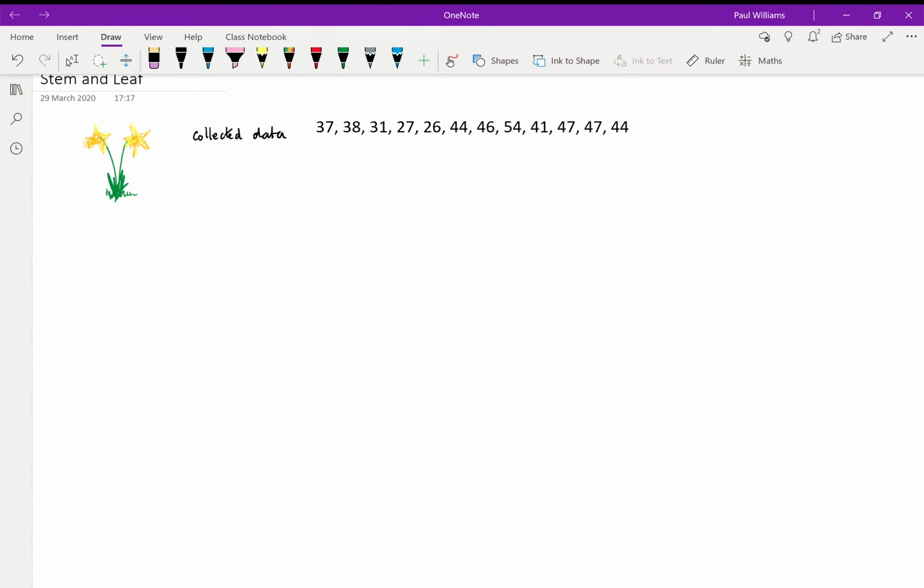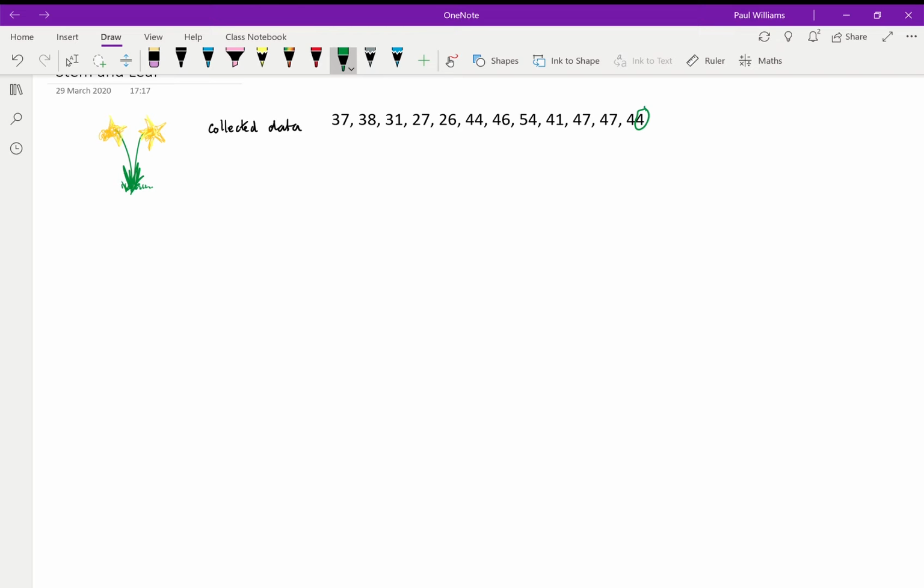Okay, so we've got all our data collected, and now we need to create our stem and leaf diagram. So the first thing we need to think about are the leaves. Now leaves are single digits, so these are the leaves. Okay, so we've got 7s and 4s and things like that. So if I identify all of these little leaves, I don't need to draw them as leaves.